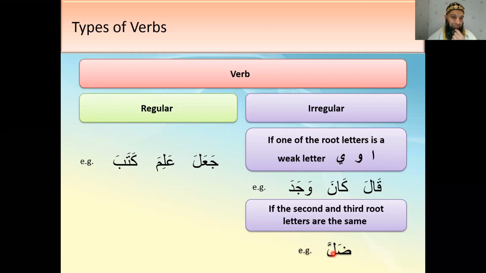Bro Sabr, sorry, I didn't see your question. Dalla means he was astray. Well, ad-dallin, not of those who went astray.